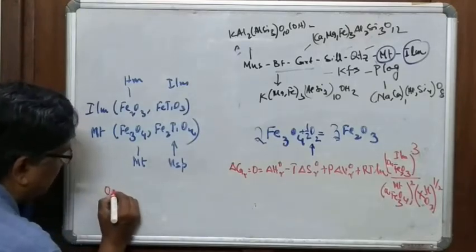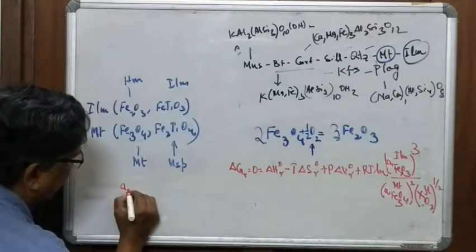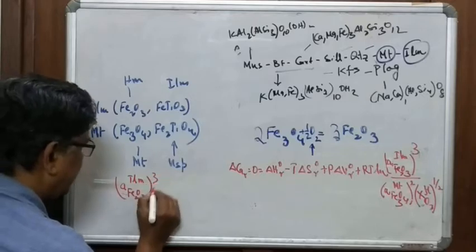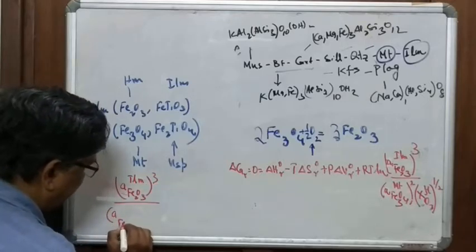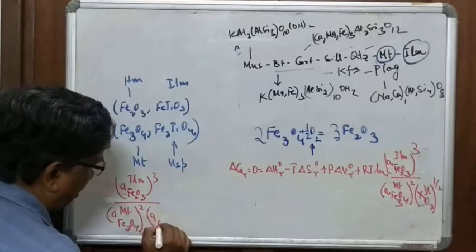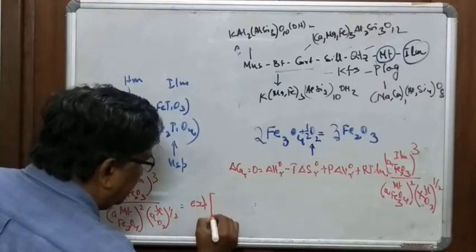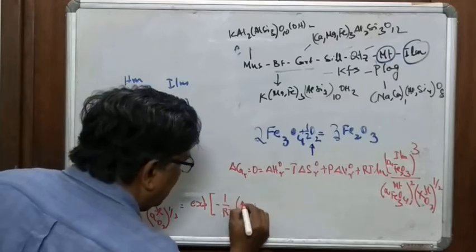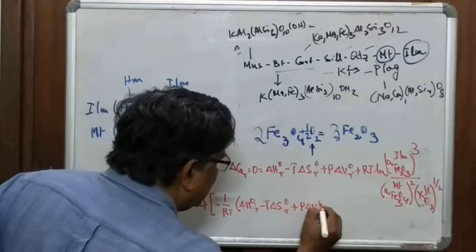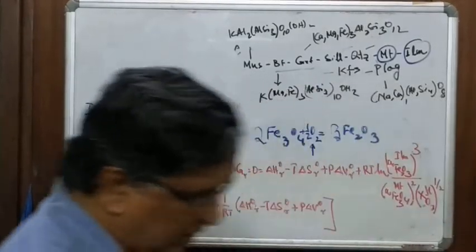So if I keep the compositional parameters on one side, you can see you will have activity of Fe2O3 in ilmenite whole cubed divided by activity of Fe3O4 in magnetite whole squared into activity of O2 in the fluid to the power half is equal to exponential minus 1 by RT into delta H0R minus T delta S0R plus P delta V0R. This is what we get.